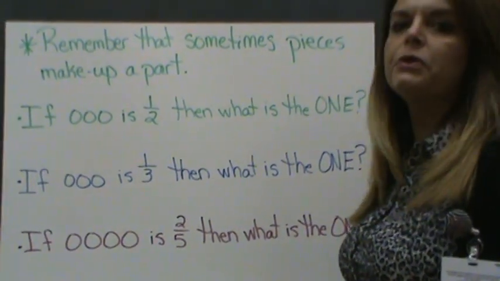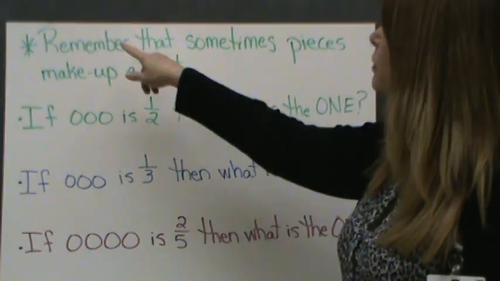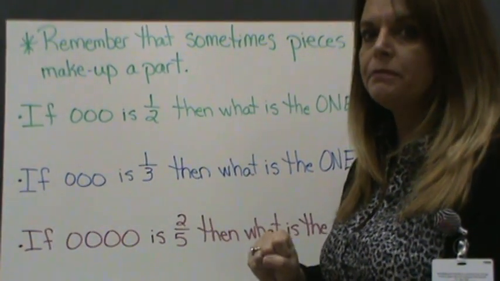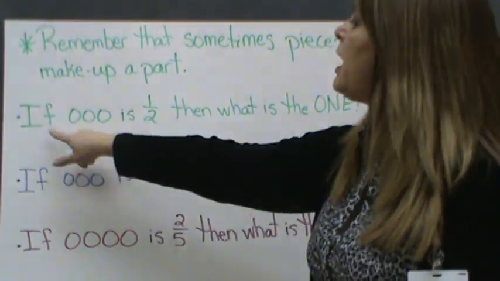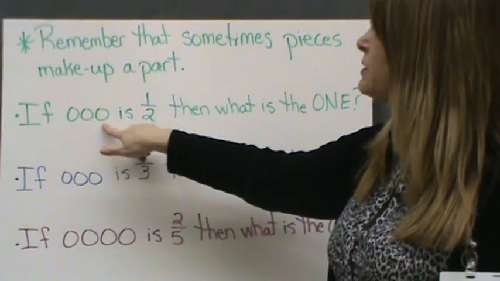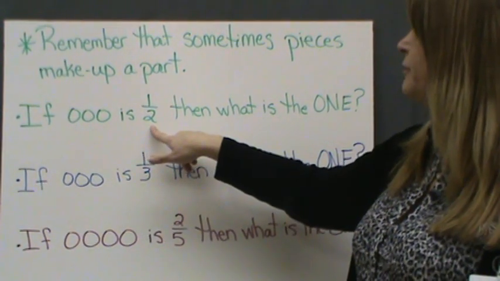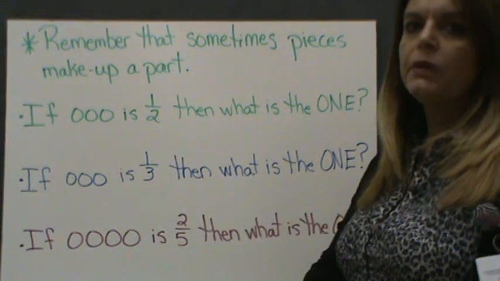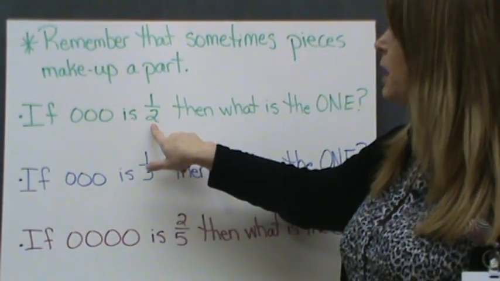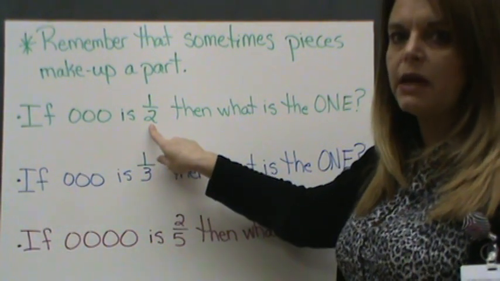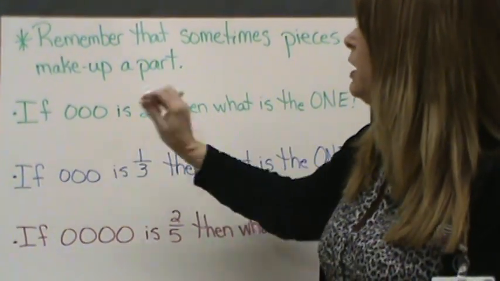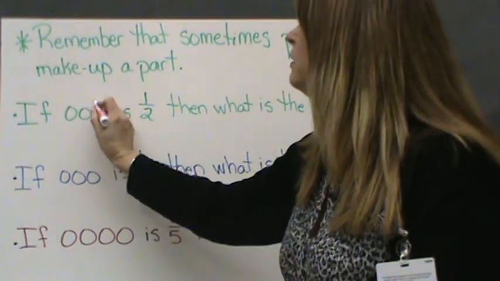Now, if you think back to a previous lesson, you remember that sometimes smaller pieces make up one part. So let's look at this. If I have 3 circles or 3 beans or 3 pennies, and I tell you that these 3 equal 1/2, then what is the 1? Remember, the numerator tells me how many I'm talking about. The denominator tells me how many equal sized pieces I need to have 1.